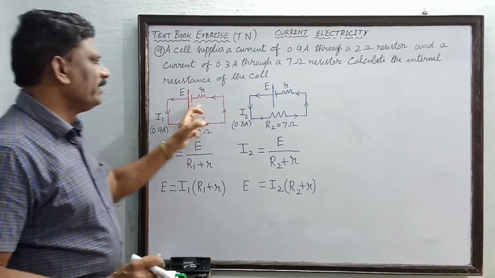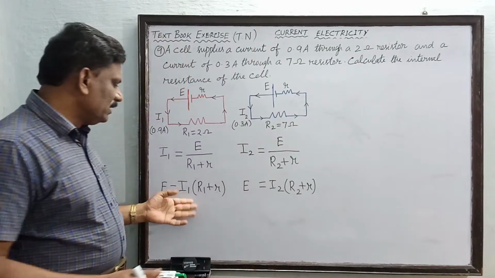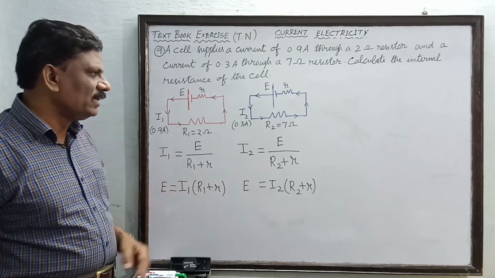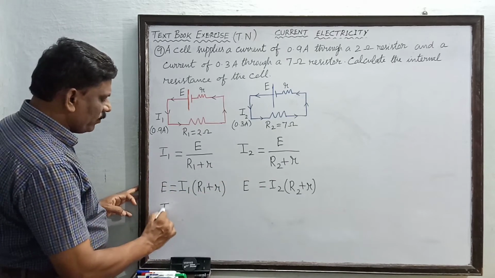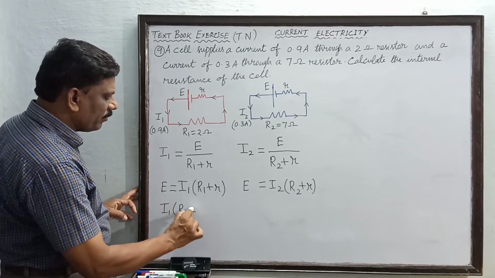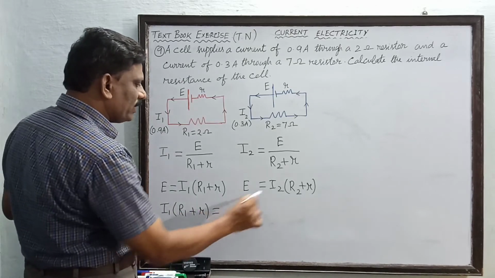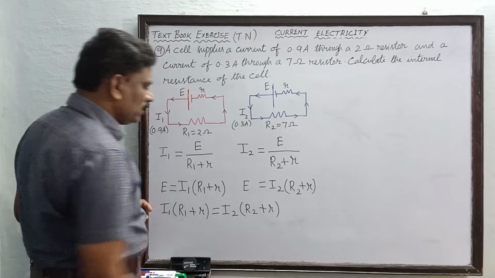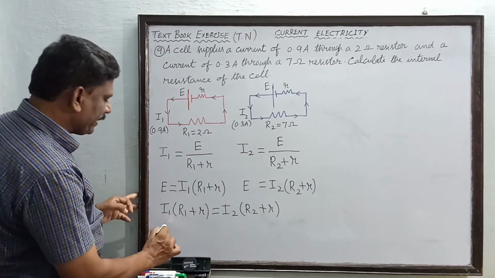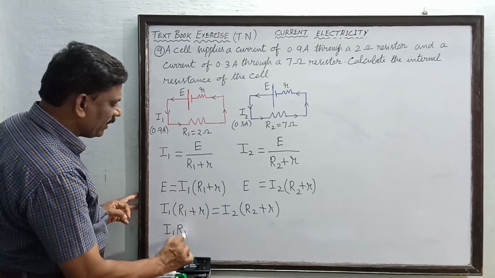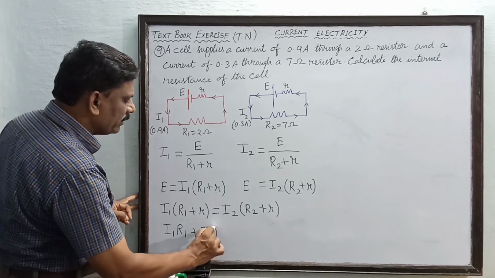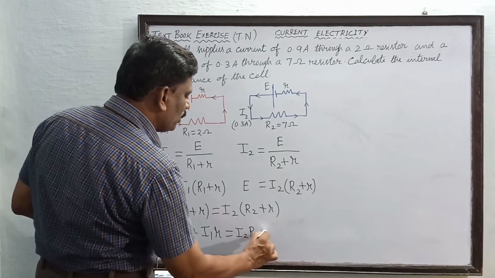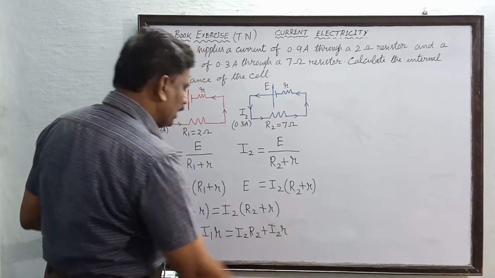Since the EMF of the cell in both cases is the same, I can equate the right hand sides of the two equations. So I1 into R1 plus r is equal to I2 into R2 plus r. Now open the brackets. First term is I1 R1 plus I1 into small r, and this is equal to I2 R2 plus I2 into small r.